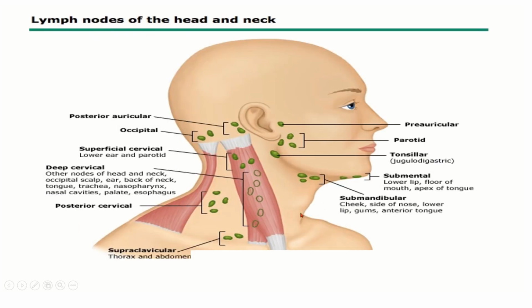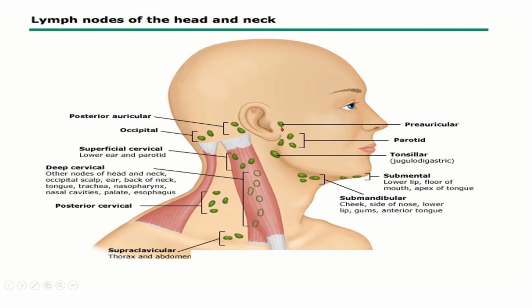You can see here, in the head and neck, these are the most prominent groups of nodes which we are going to examine. These are the submental lymph nodes, which are located below the symphysis menti. These are submandibular lymph nodes, which are located in close relationship with the submandibular gland. These are parotid lymph nodes, which are located in relation to the parotid-masseteric fascia and parotid gland.